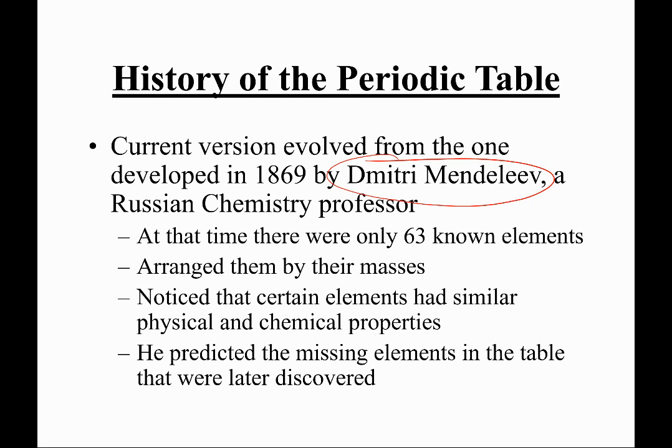At that time, there were only 63 known elements. He arranged them by their masses and noticed that certain elements had similar physical and chemical properties. He also predicted where there were missing elements in the table, and they were later discovered. And that was one of the big successes of that periodic table.